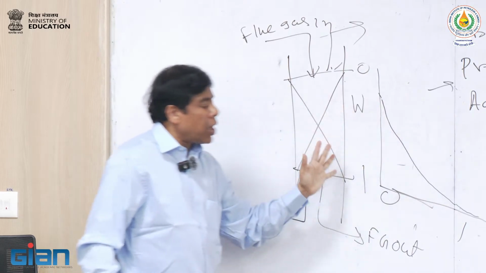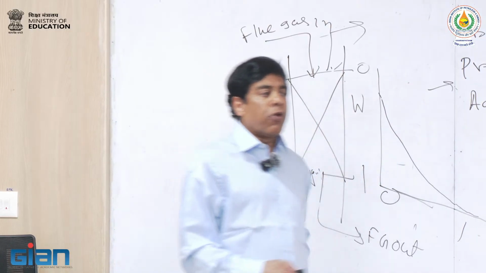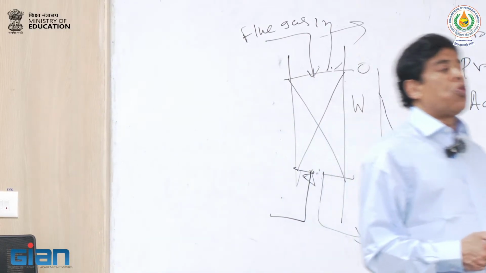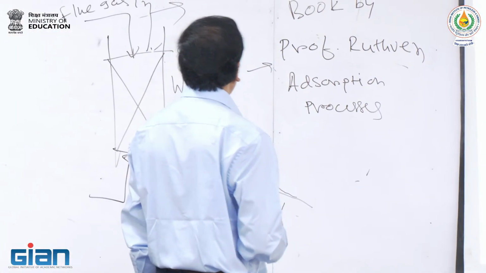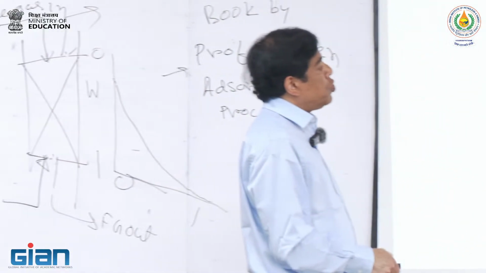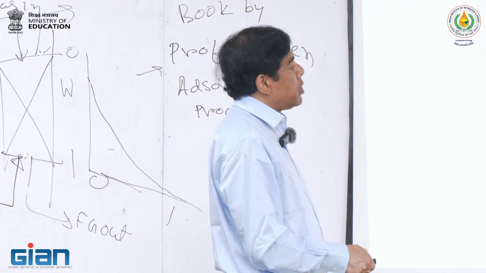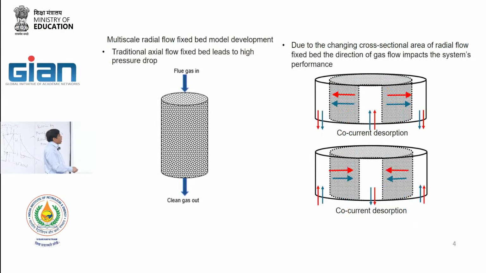Okay, I diverted a bit, but the point I wanted to make is that this is not necessarily true for the radial flow configurations. All of the discussions in this book or any other places are for axial flow configuration. For radial flow configurations, you may do co-current, you may do counter current, and it may not be an issue at all.